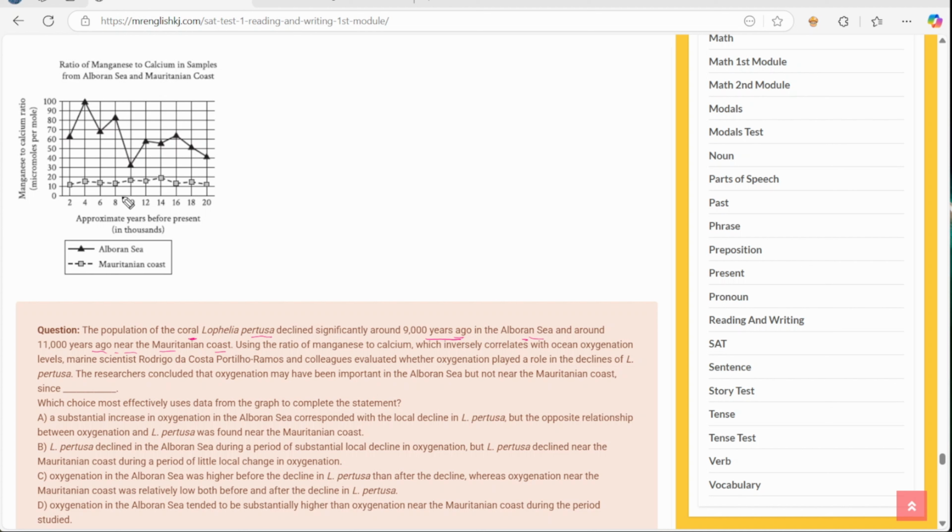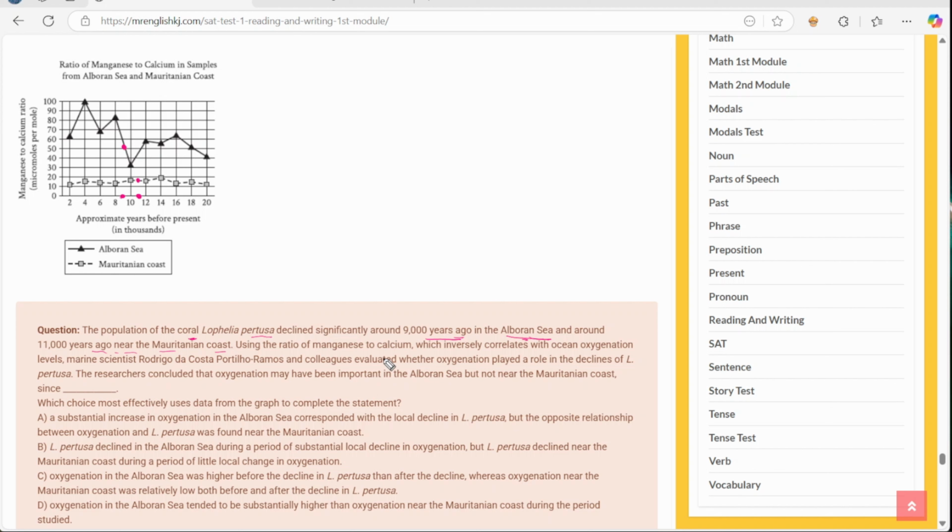So 9,000 years ago, meaning to say somewhat here, okay, and 11,000 somewhere here. So if we see 9,000 for Alboran Sea, it will be somewhere here. I'm not sure exactly, but somewhere here. Mauritian coast, it will be somewhere here.